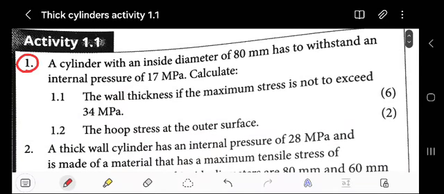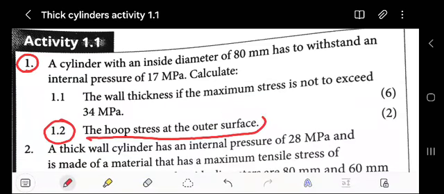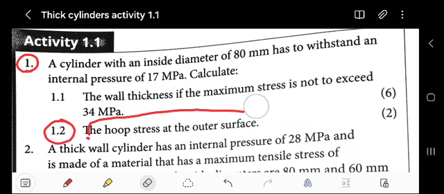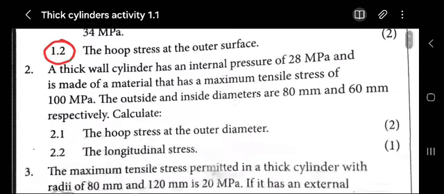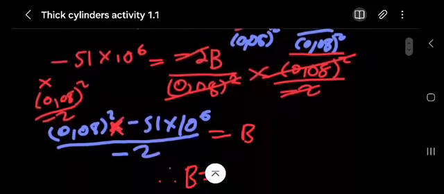Okay, now here 1.1.2 they say determine the hoop stress at the outer surface. Our hoop stress at the outer surface. Outer surface is a fancy way of saying they want the external diameter. Hoop stress at the external diameter. So that is easy, isn't it?